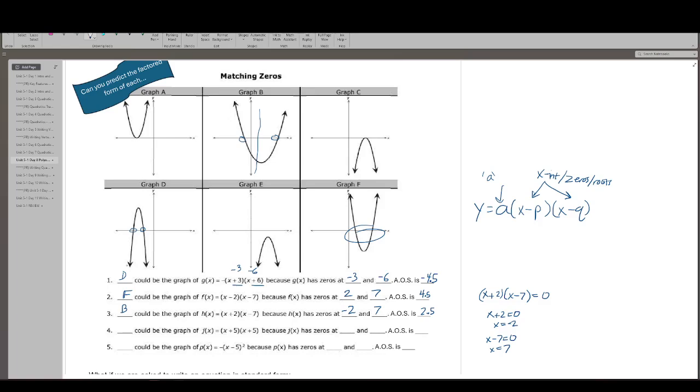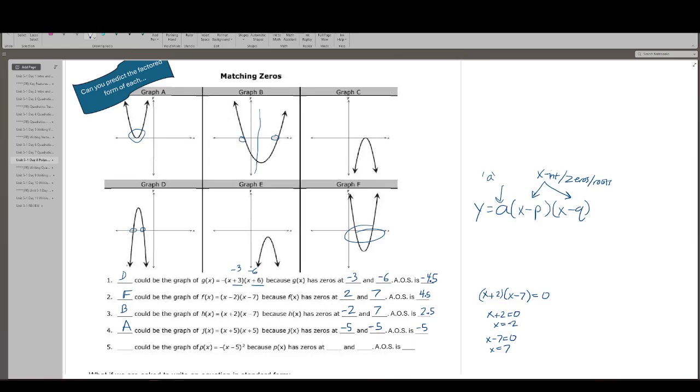Number 4, we have 2 binomial factors or linear factors that are the same. So the only x-intercept is negative 5. We can write it twice here, but it's really just one x-intercept at negative 5. The only graph that has that is graph A. The axis of symmetry, of course, since both zeros are there, is going to also be negative 5.